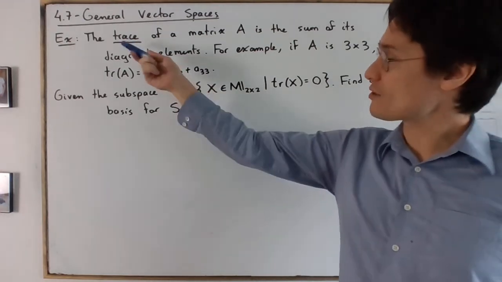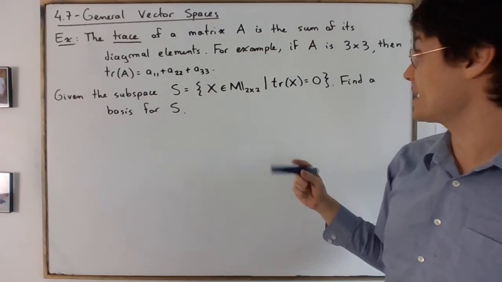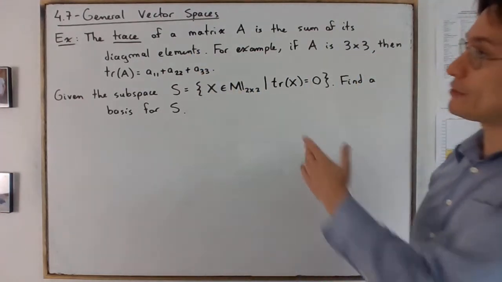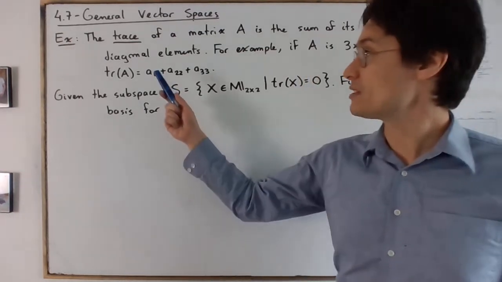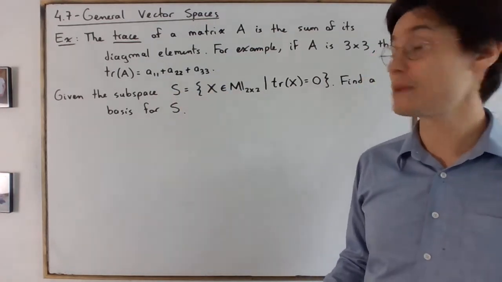First of all, this is a very important concept. The trace of a matrix A is the sum of its diagonal elements. Okay, so I'll give you an example. If A is 3 by 3, then the trace will be just the number A11 plus A22 plus A33.